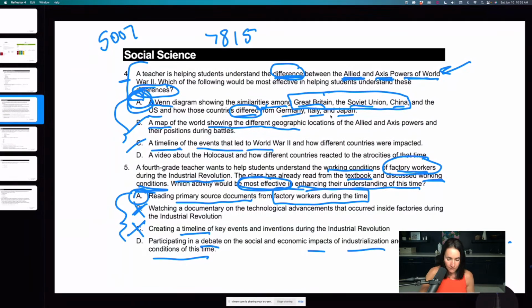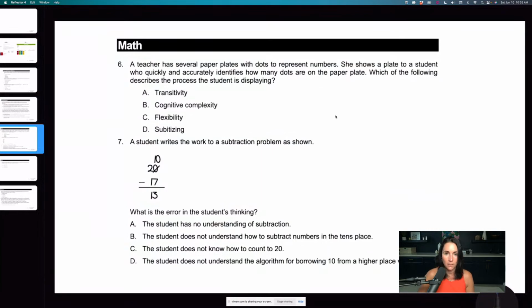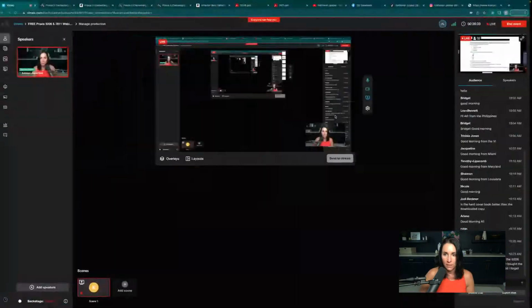All right. Now we're going to go to math, but first I'm going to just swipe over here and make sure we are good. No questions from anybody there. Any questions at all about the social science or the reading and language arts? Let me know. And we will keep moving. All right, no problem. Let's keep going.